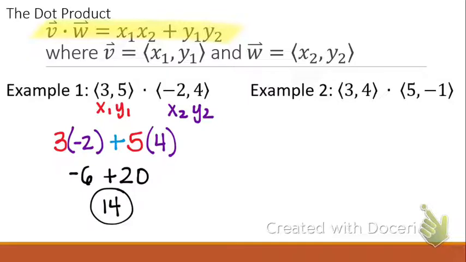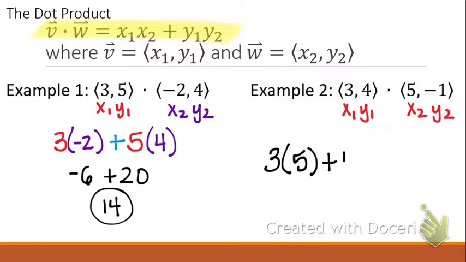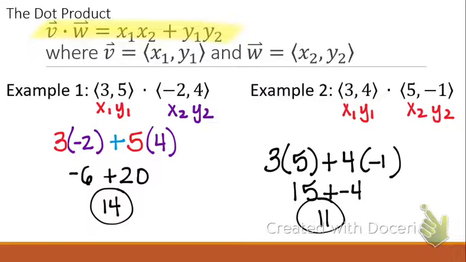So for example 2, when we label that, we have our x1 and our y1 and our x2 and our y2. So we multiply it out. We have 3 times 5 plus 4 times negative 1, which is 15 plus negative 4. So who got 11 for their second answer?